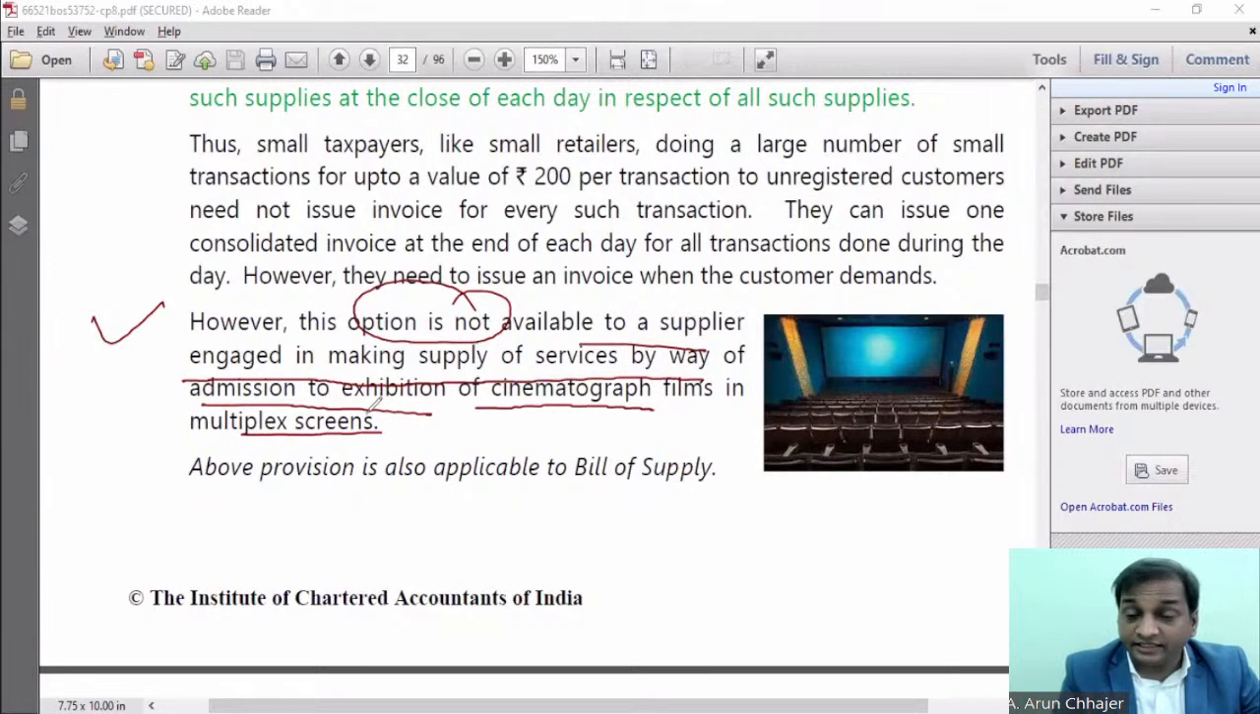So it is this option. This option means the consolidated tax invoice option is not available. Now, only one question, and after that we will take the break.